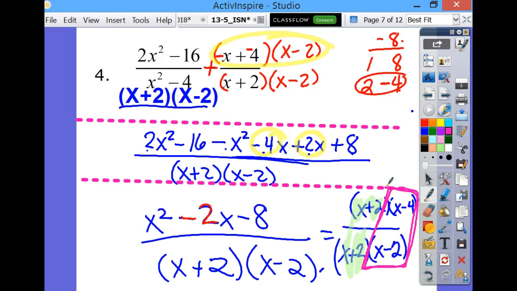Now, does everybody have that copied down? Raise your hand if you need a minute more to get that copied down.